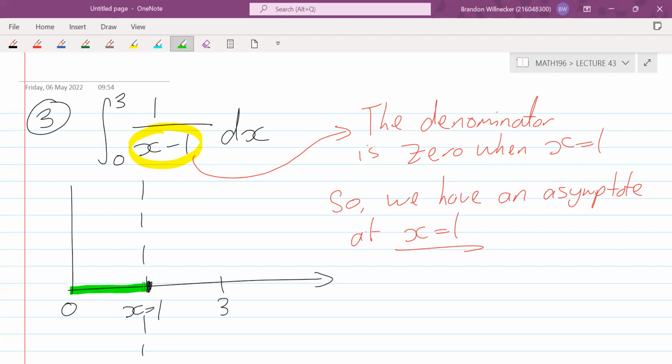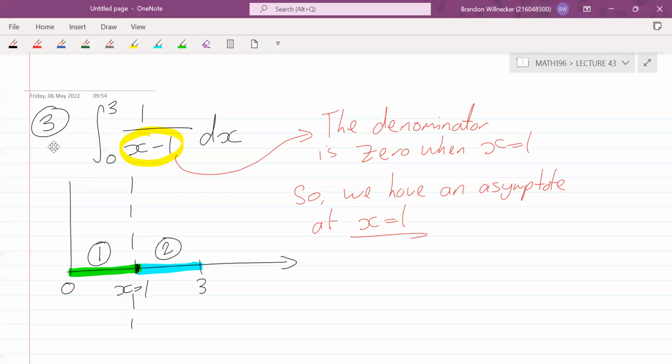We need to do this first part from 0 to 1. So let's call that part 1. Then we need to do the second part from 1 to 3. Okay, because we've got an asymptote in the middle of our domain.